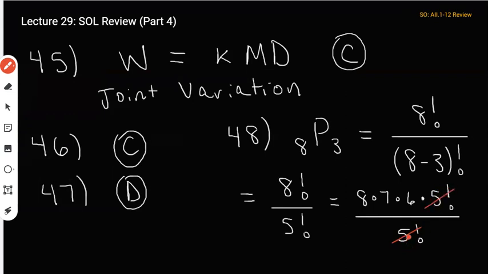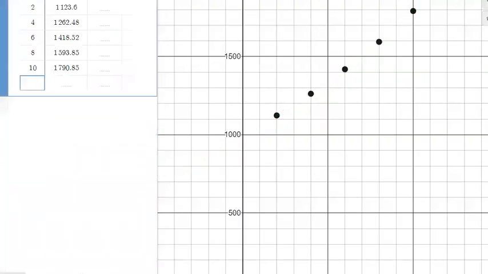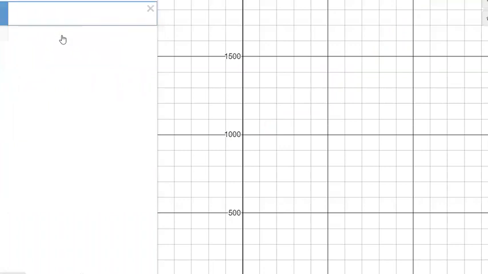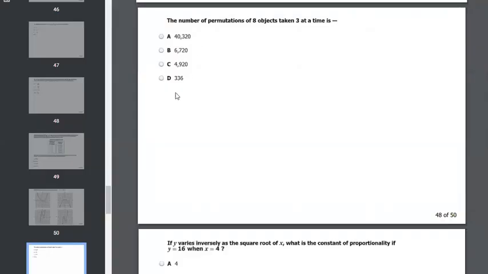So the 5 factorials are going to cancel out. We have 8 times 7 times 6. So I'm going to do 8 times 7 times 6. And that is 336. That's going to be answer choice D.